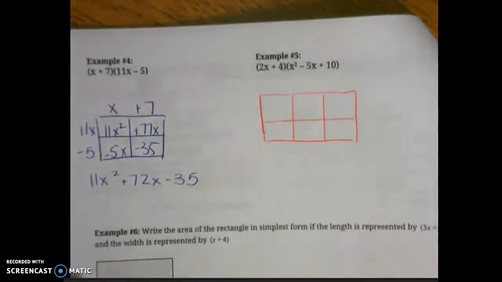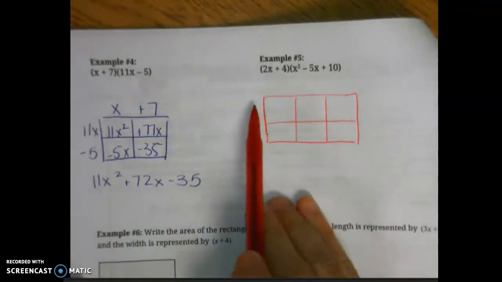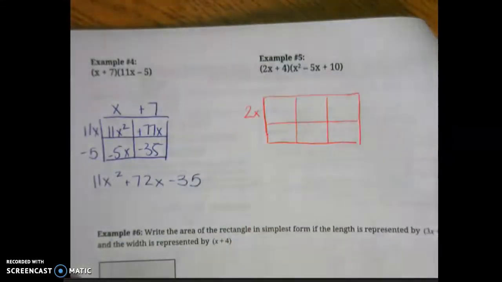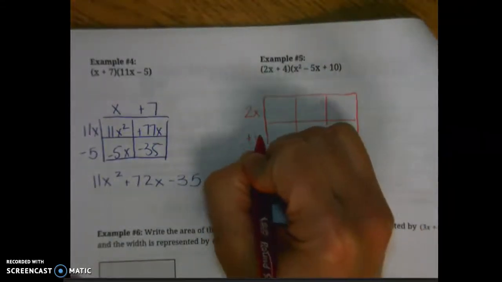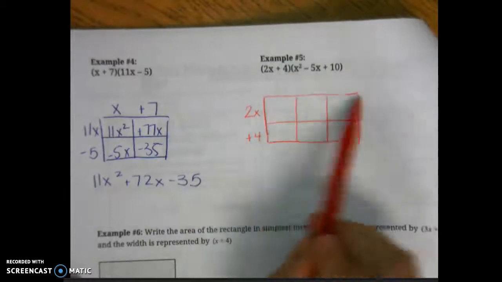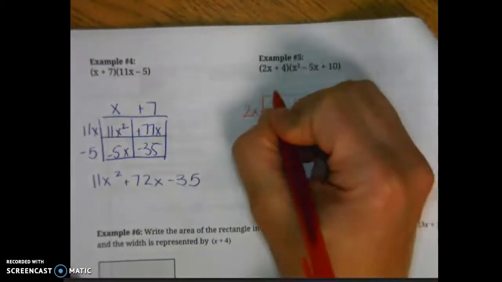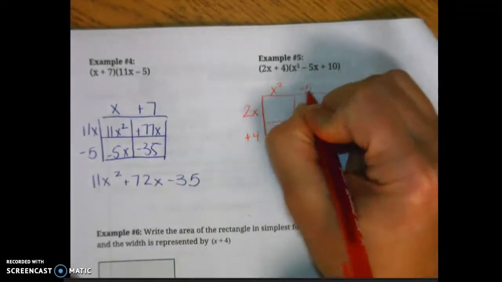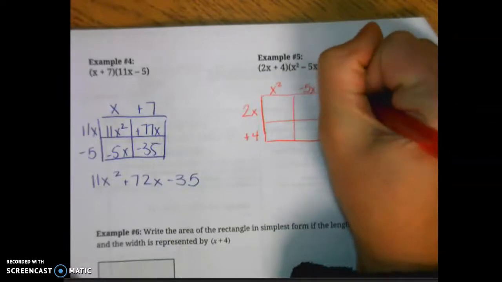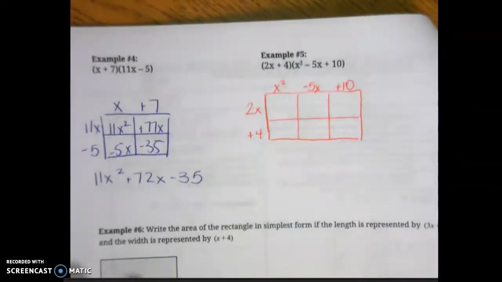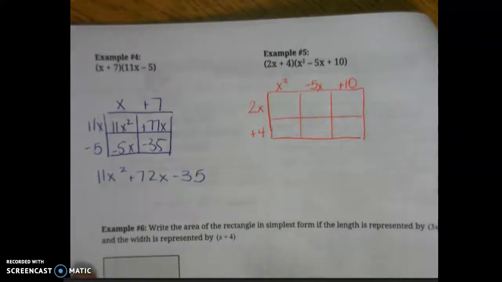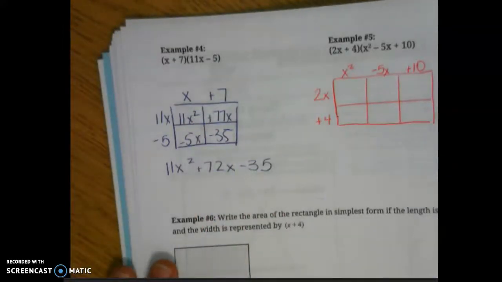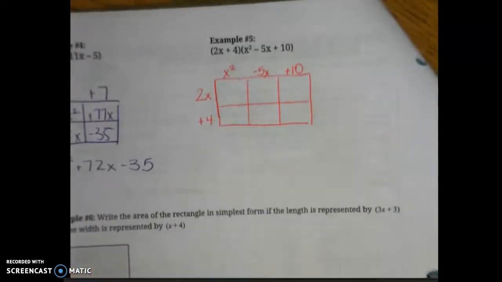And this binomial, 2x plus 4, I'm going to write the 2 terms on the side of my rectangle. So the 2x will go here, and then the plus 4 will go here. Okay, and then this trinomial will go up top. So we'll take this first term, this x squared, and put it over this square. The minus 5x will go over this one, and the plus 10 will go here. Okay. The process is still exactly the same as what we were doing yesterday, but instead of 4 products that we'll add together to get our final answer, now we just have 6 boxes we have to do.